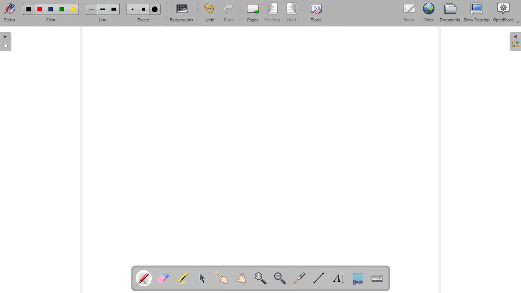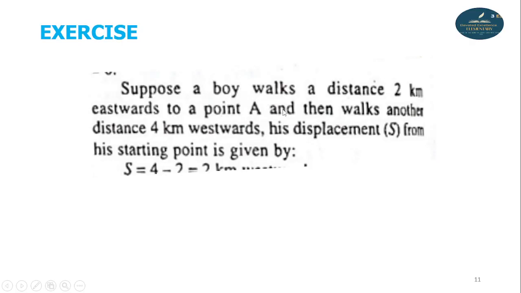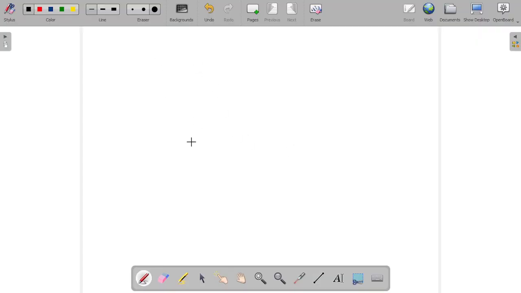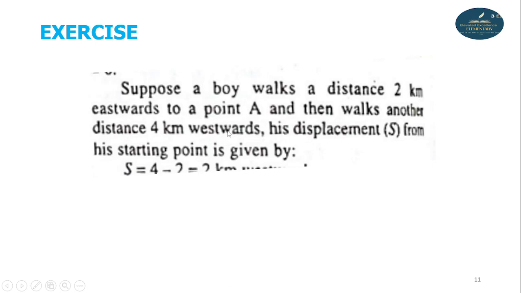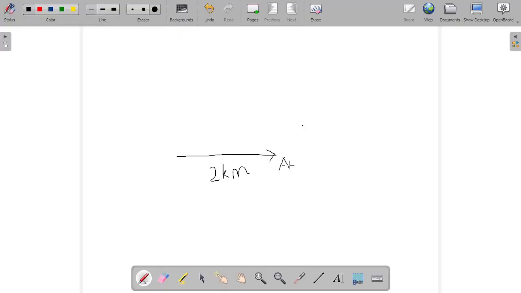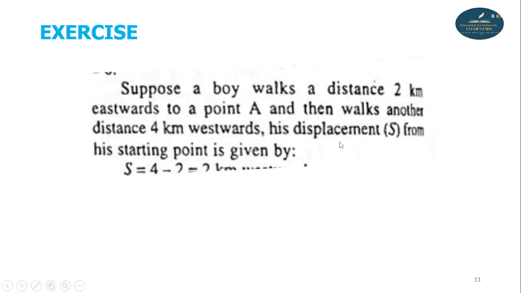Now looking at this, let's analyze it. Suppose a boy walks a distance 2 km eastwards. We know where the east is located: the east is located at the right side. So the boy walks 2 km eastwards to a point A, and then walks another 4 kilometers westwards.